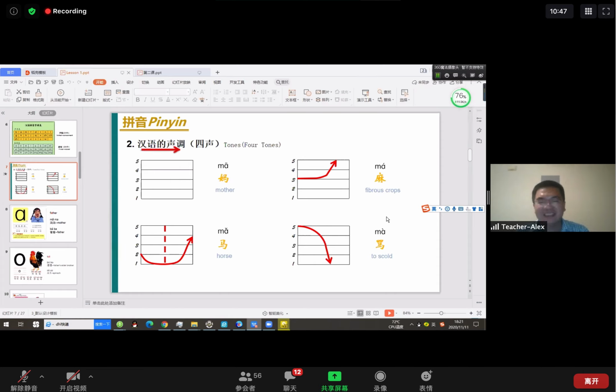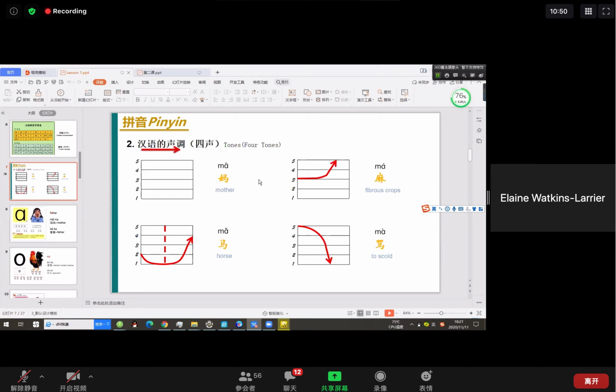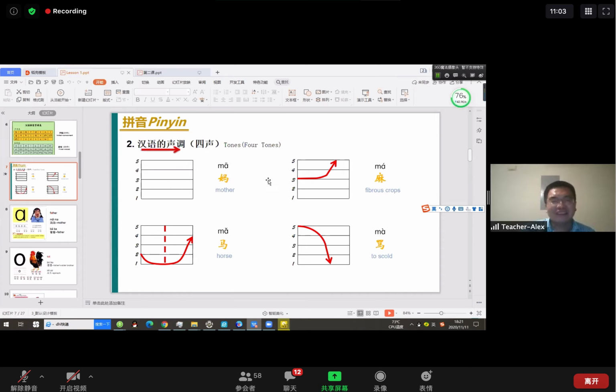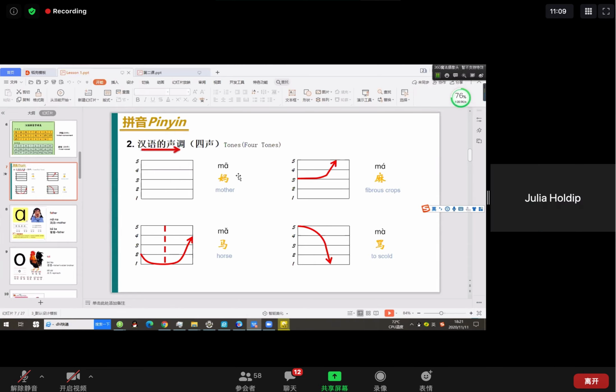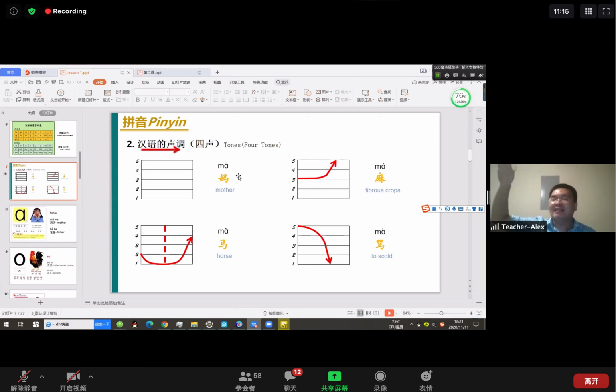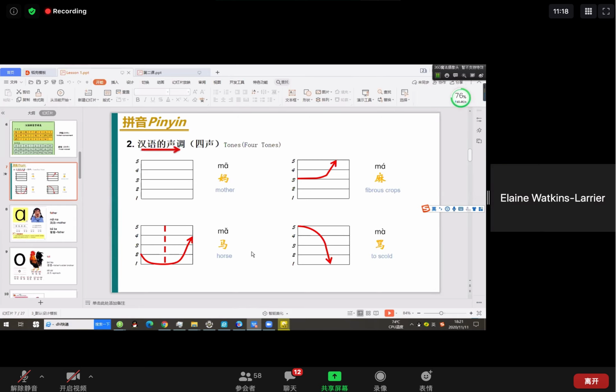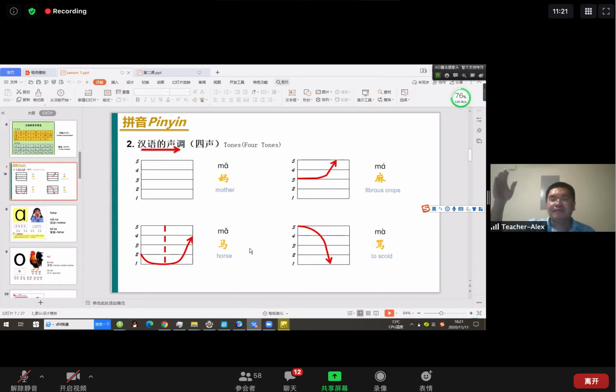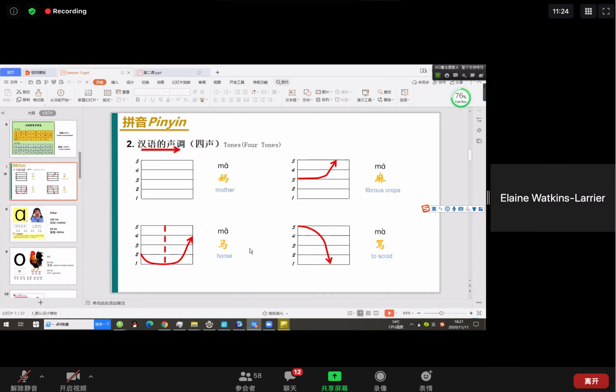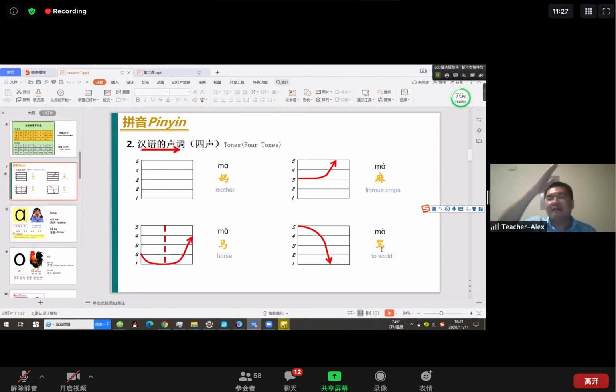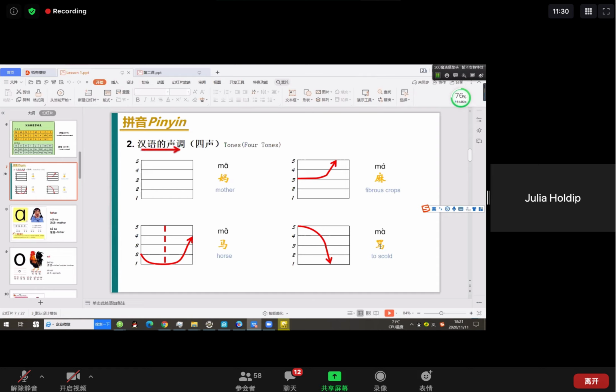Anyone else? I'm going to try. Ma, ma, ma, ma. The first one is ma, flat. The second one is up, ma. The third one is ma. Okay, the last one is great. Ma.